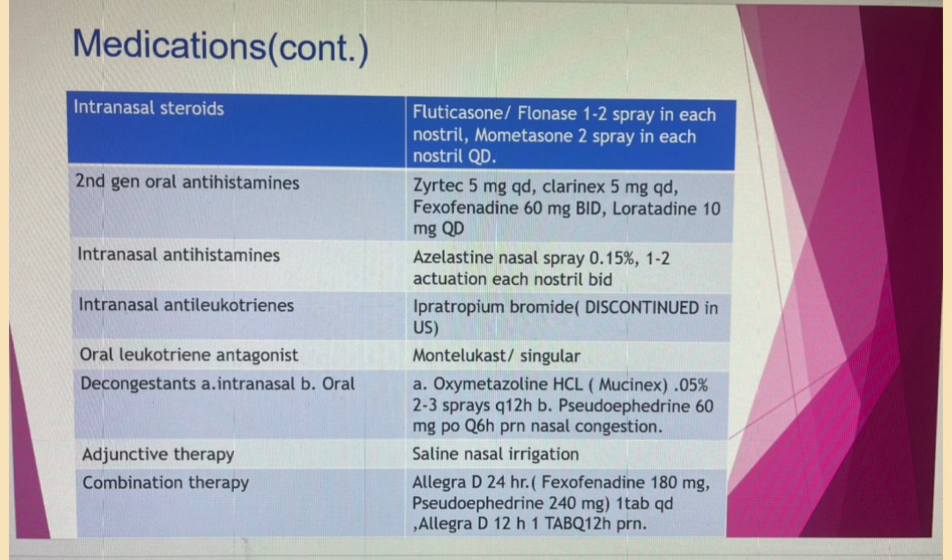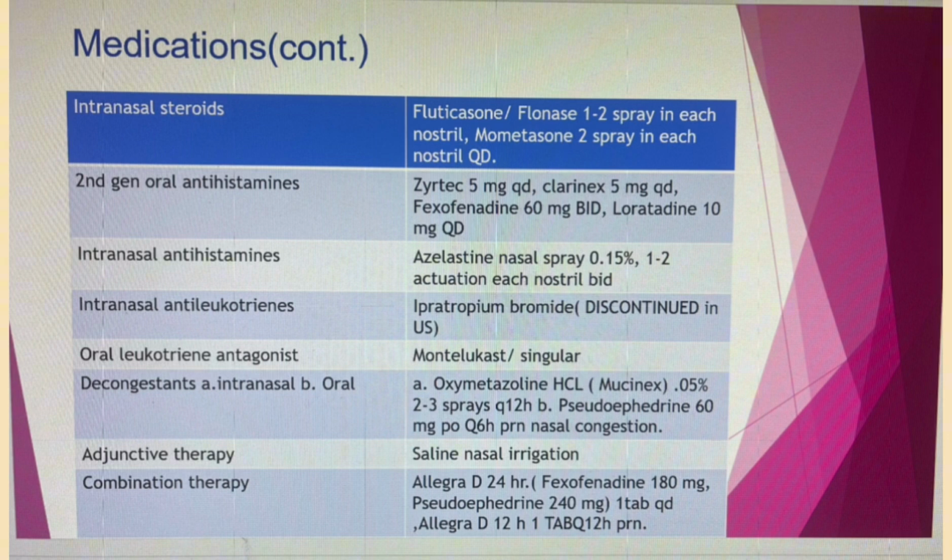So next is combination. These oral decongestants can be combined with the oral antihistamines. Remember in the table, the oral antihistamines give good control of all the symptoms except a minimal control of nasal congestion. So it can be combined with oral antihistamines for effectiveness. Allegra D 24 hour is a combination of fexofenadine 180 plus pseudoephedrine 240 once daily. Allegra D 12 hour is fexofenadine 60 plus pseudoephedrine 120 Q12 hour PRN.